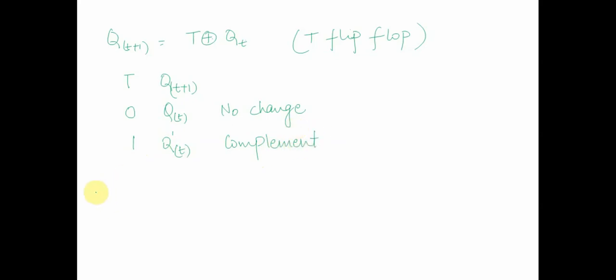Similarly for the JK flip-flop, our next state Q(t+1) is equal to J Q bar plus K bar Q, at time t. If we draw the input J, K and next state Q(t+1), what combinations are possible? 00, 01, 10, 11. What happens if both J and K are 0? This first term becomes 0, this becomes equal to 1, so Q(t+1) is equal to Q(t). So this is an operation of no change.